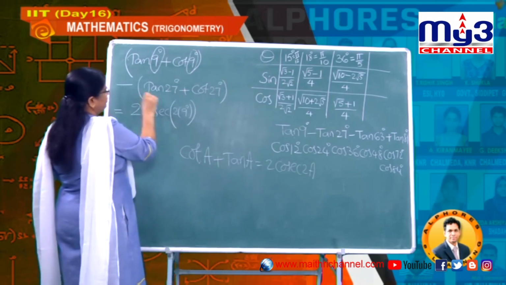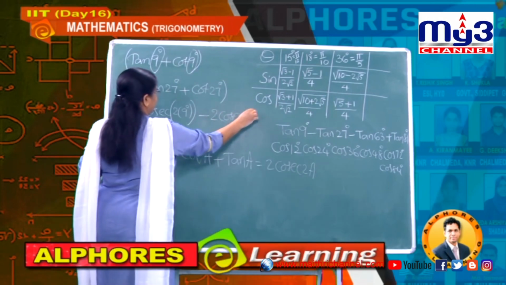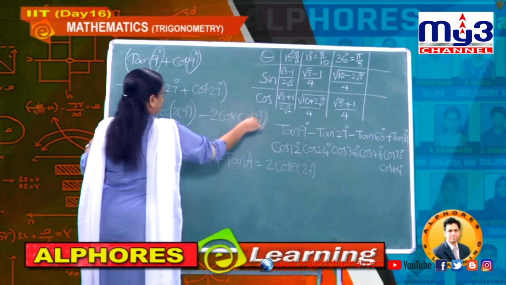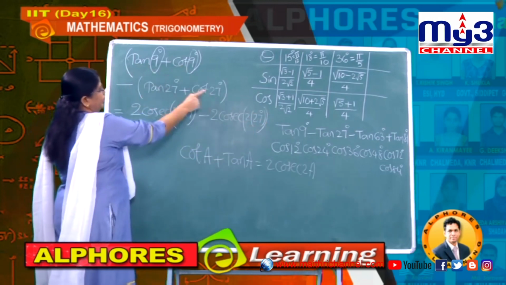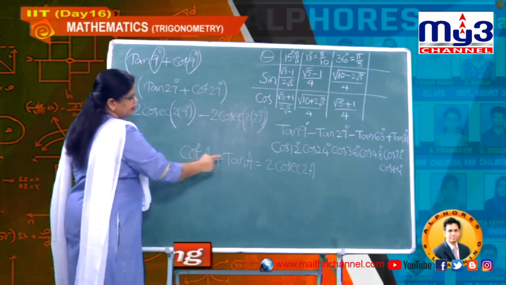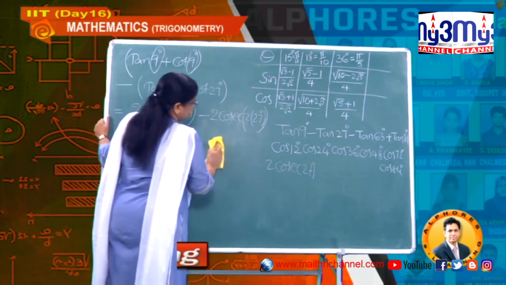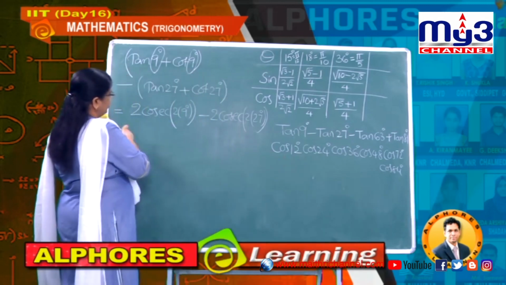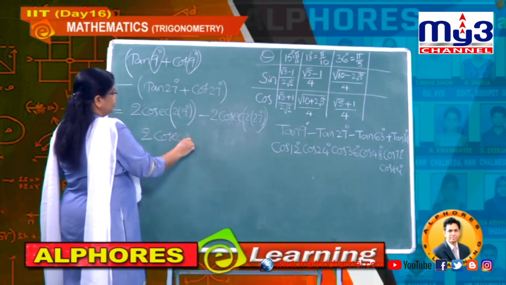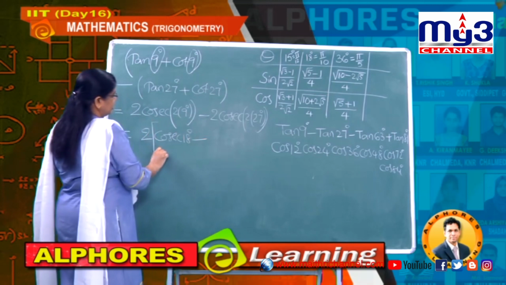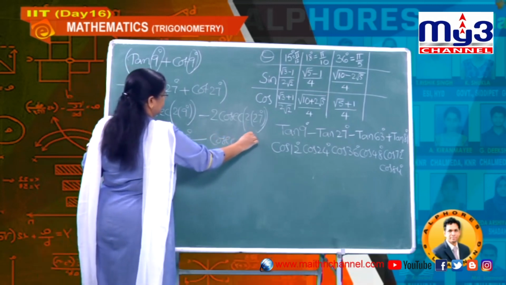And next, in the same way, minus 2 times cosecant 2 into 27 degrees, by using the same formula. Both are of the form cot A plus tan A. Therefore just make use of this formula which we have derived from the concept of multiple and submultiple angles. Now students, this is 2 times cosecant 18 degrees, and minus 2 times, let us put a bracket, cosecant 54 degrees.